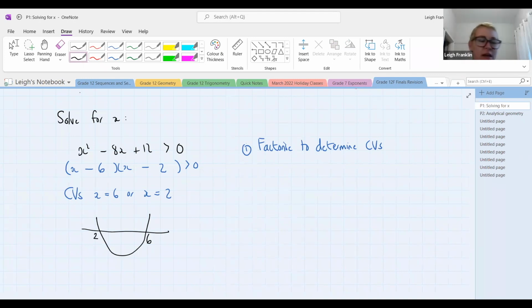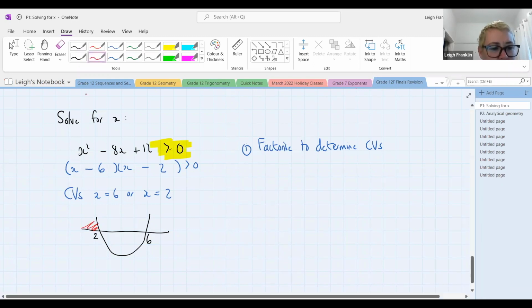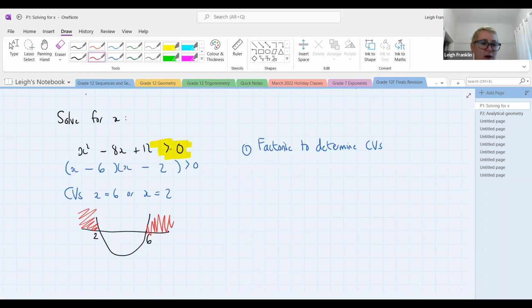So now they're saying for which values of x is y positive? For which values of x is y greater than 0? So here, y is going to be positive up there. Y is also going to be positive up here. So now our answer is no longer between. It's not between 2 and 6. Our answer is now when x is smaller than 2 or bigger than 6. How are we going to write that?